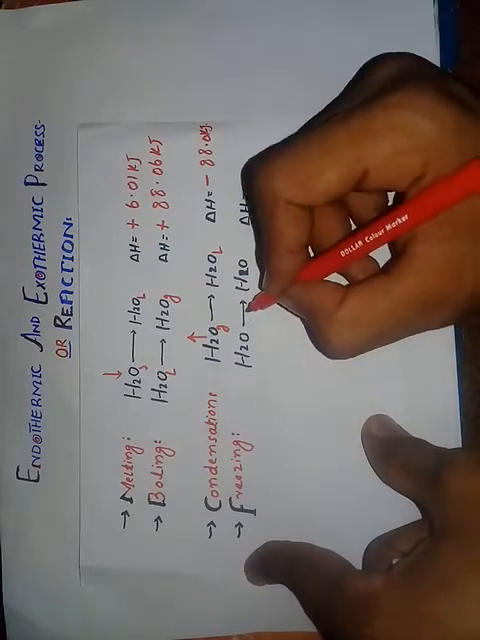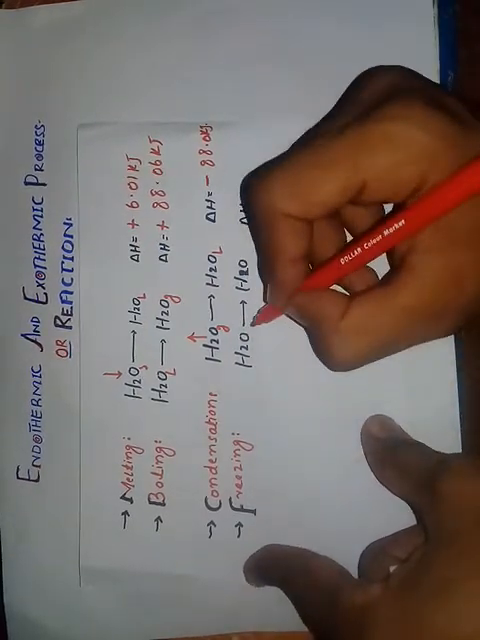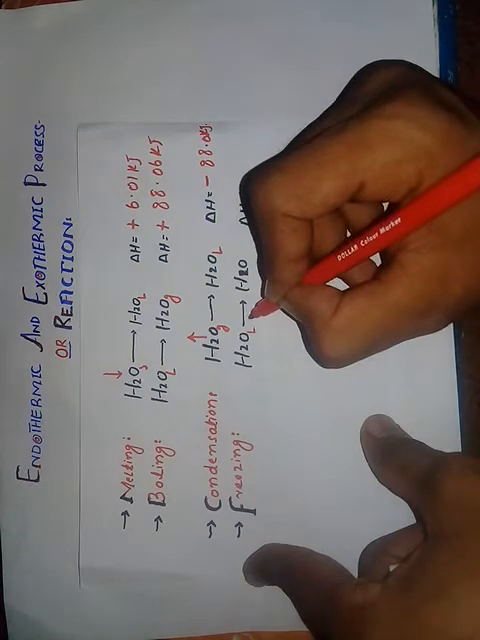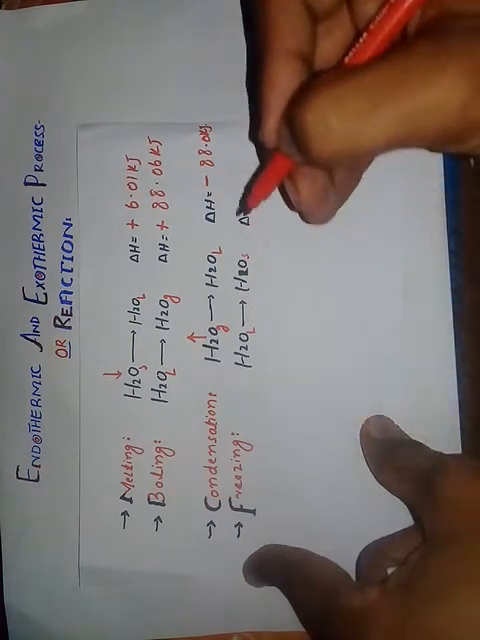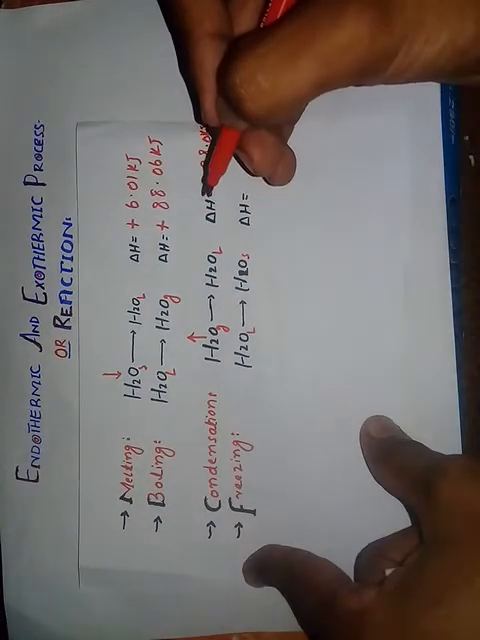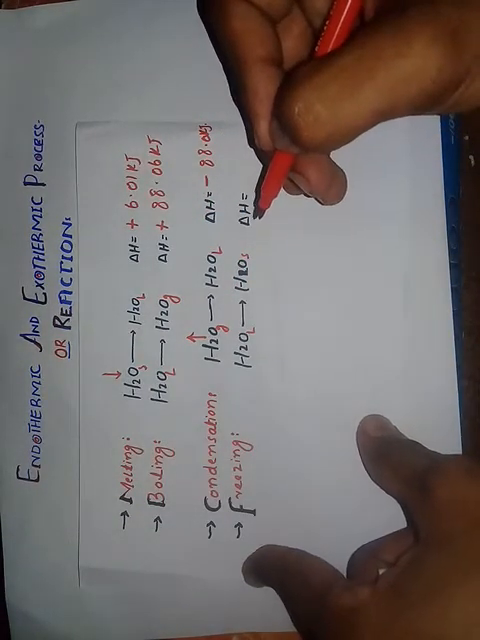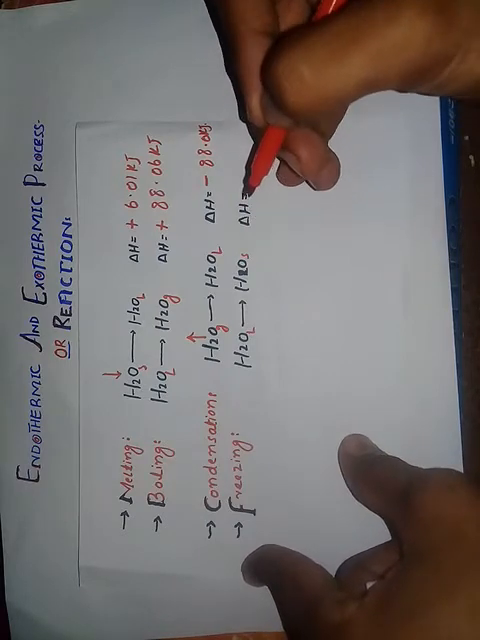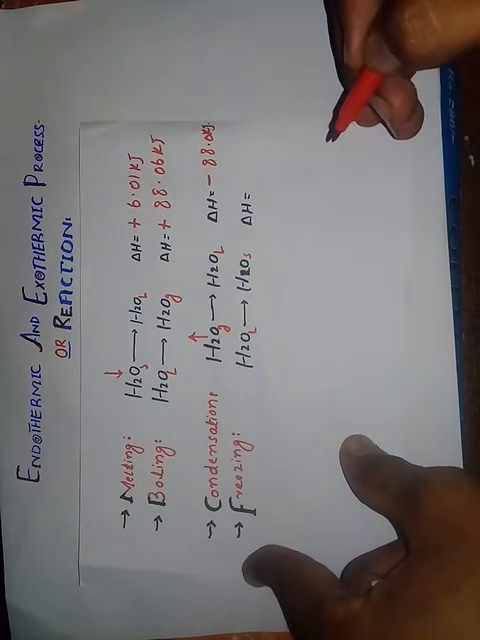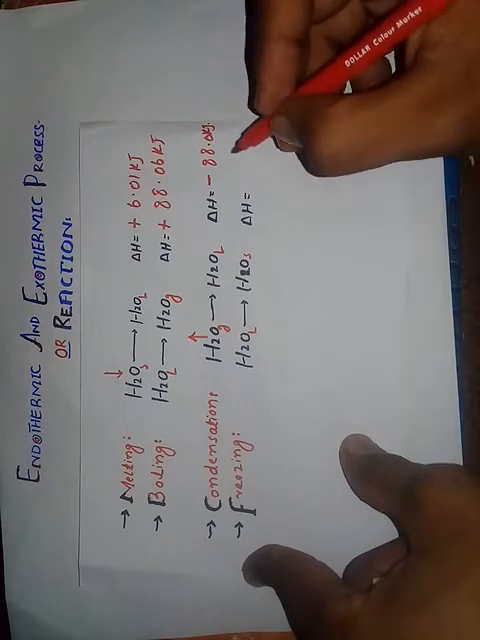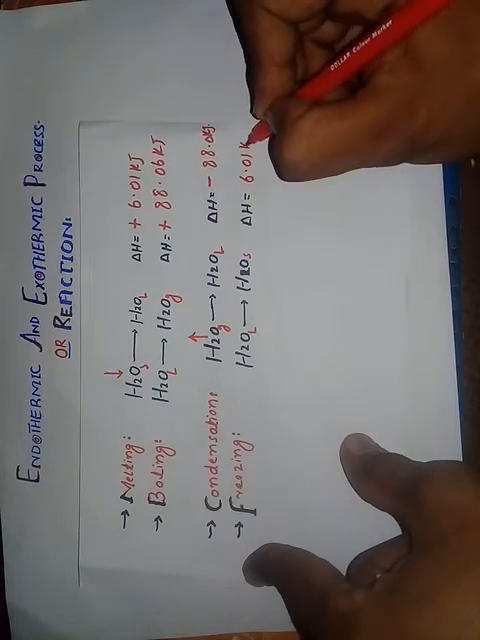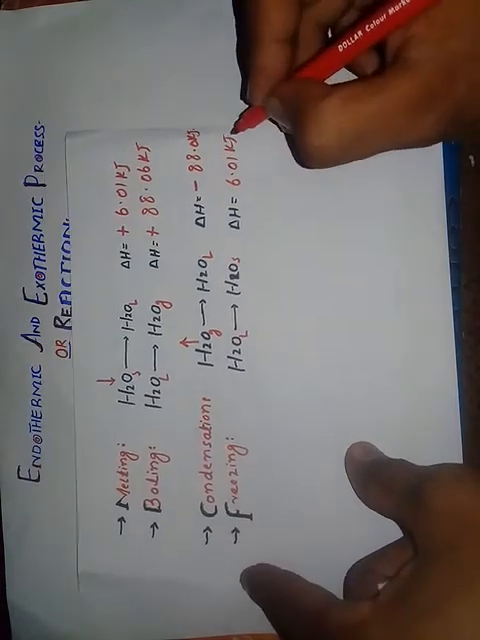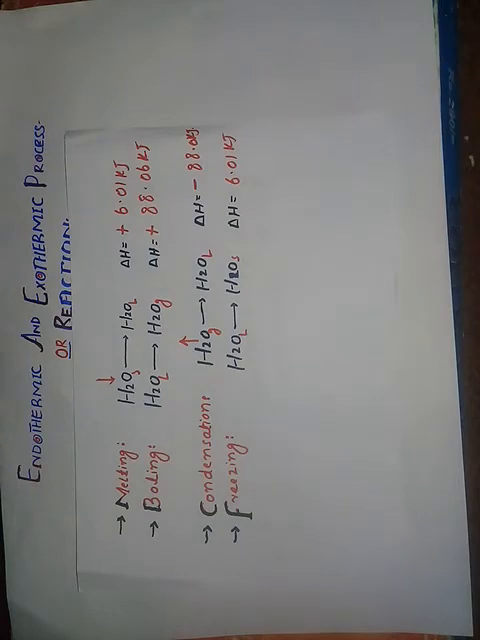Now the second example is freezing. Let's suppose this is liquid. When it is converted into solid state, heat is released, heat is evolved, because it is an exothermic process. So condensation and freezing are exothermic processes. How much heat is evolved? 6.01 kilojoules of heat is evolved in this process. This is all about endothermic and exothermic processes.